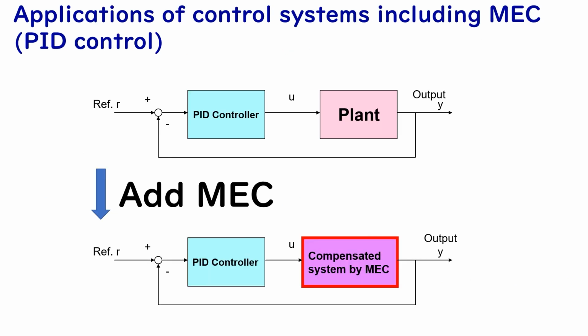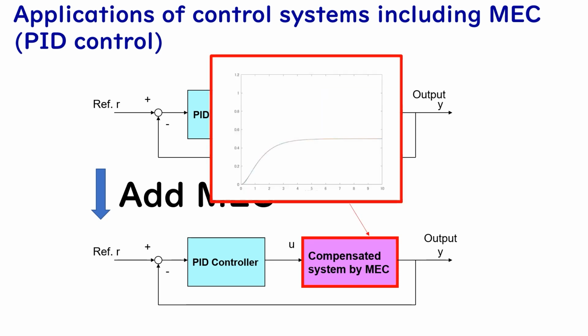This slide shows an application example for a PID control system. The upper figure shows a plant with a PID controller. Then, we apply MEC for the PID control system. By using the model error compensator, the model error effect is suppressed for the system. This is the case of a stable plant, and this is the case of an unstable plant.